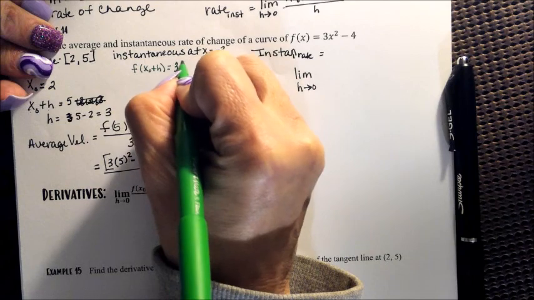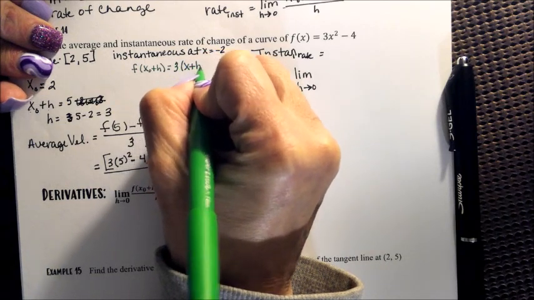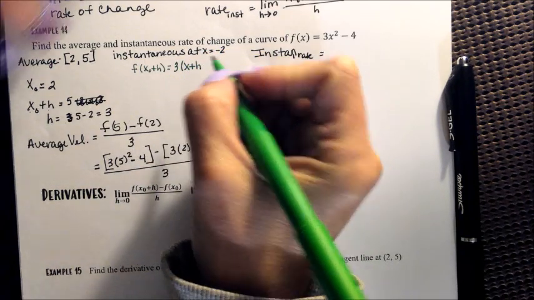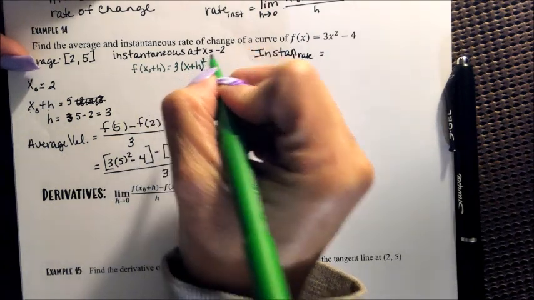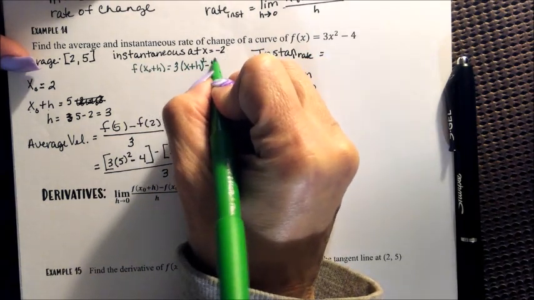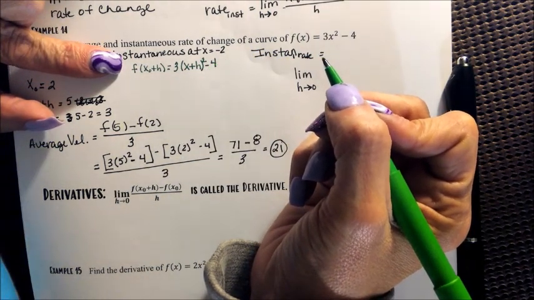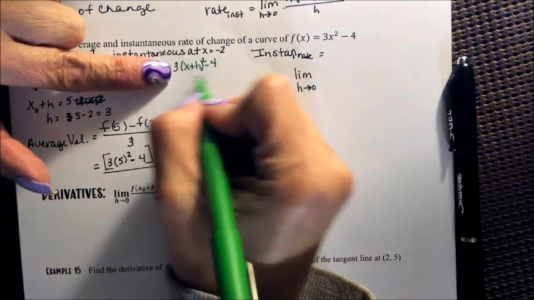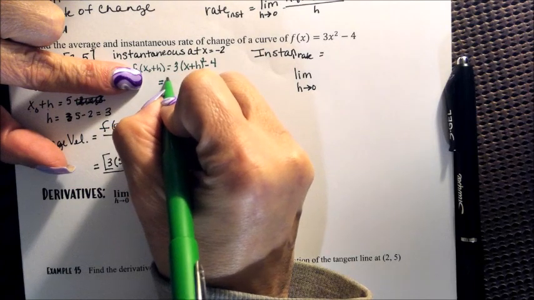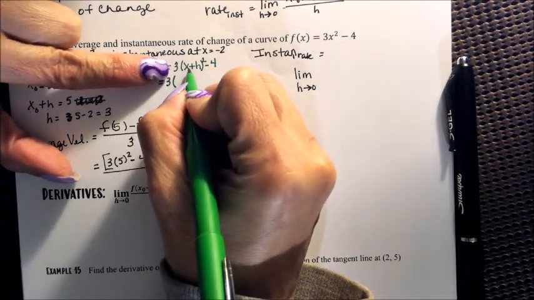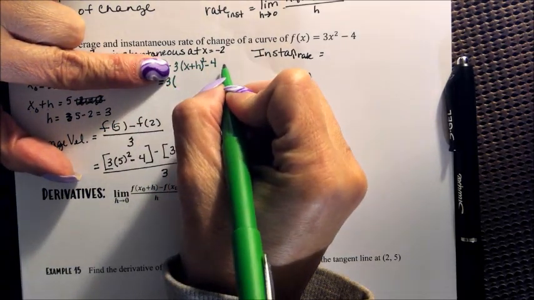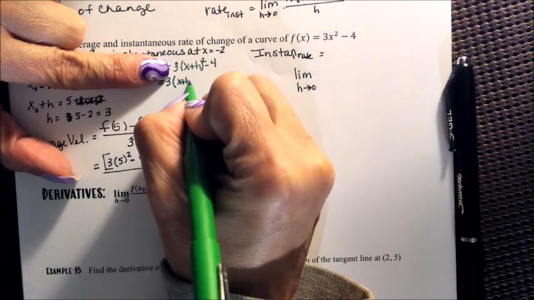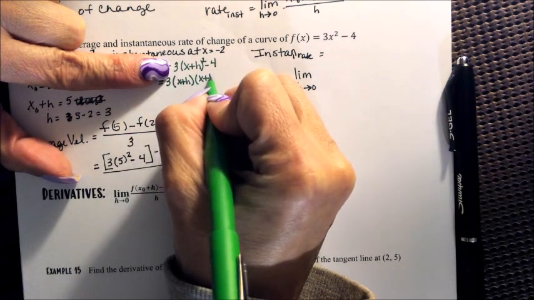So we're going to do 3 times x plus h. I'm going to drop the naught just while I'm writing this out here, and then I'll go back to it. Minus 4. That's f of x plus h, right? F of x, I already know, is 3x squared. But let me simplify this. That will be 3 times x plus h times x plus h. Remember, this is the algebra part.